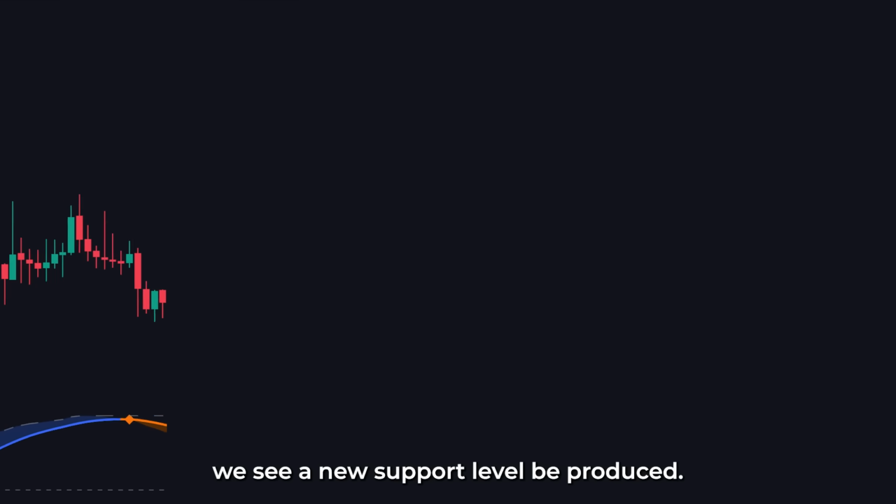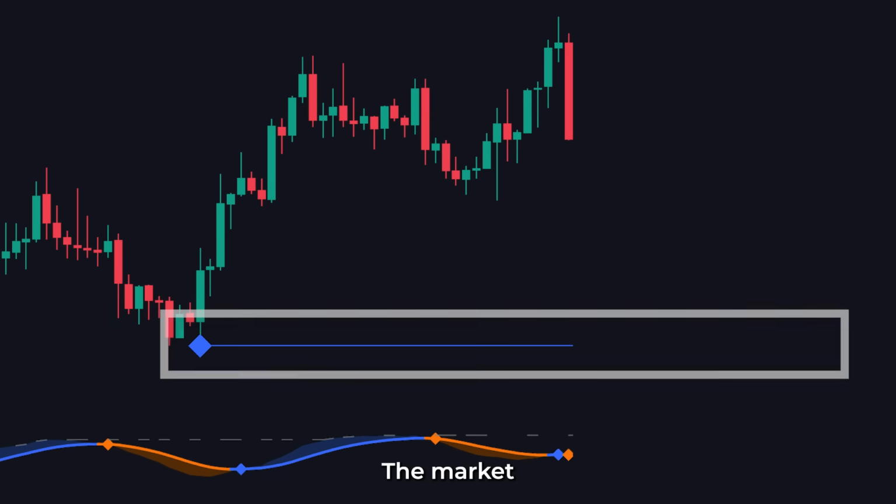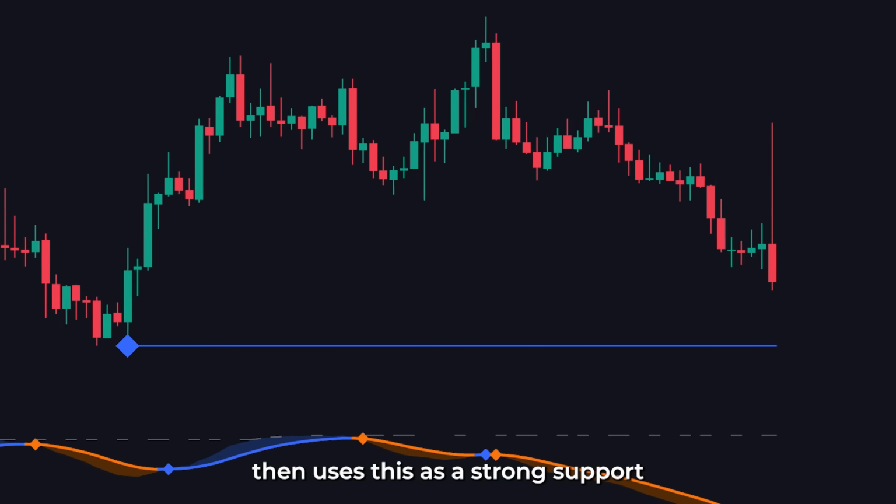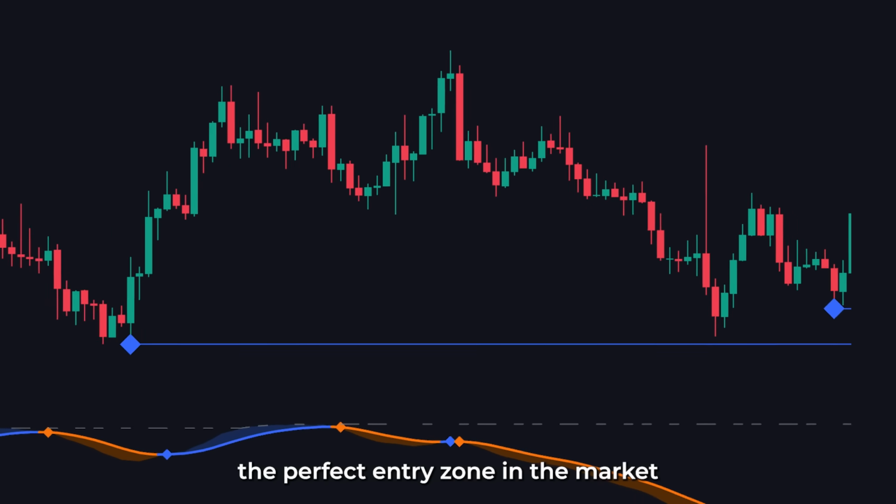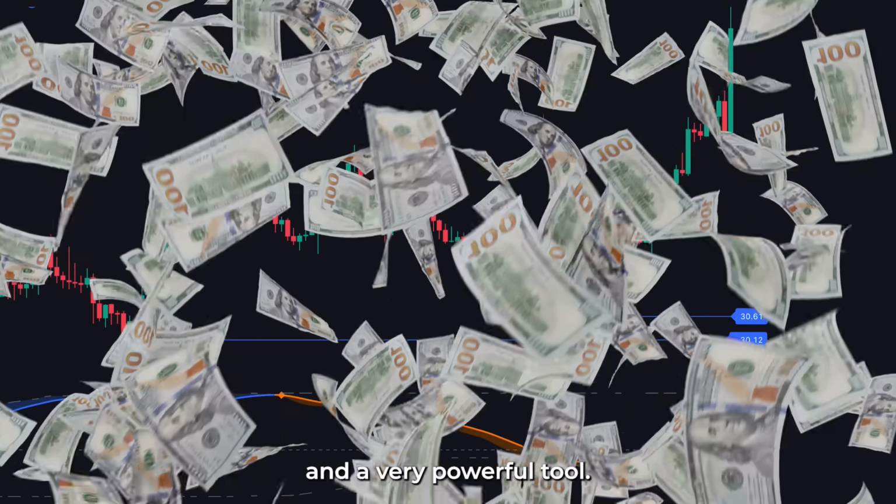For example, here we see a new support level be produced. The market then uses this as a strong support when it visits it again, making this the perfect entry zone in the market and a very powerful tool.